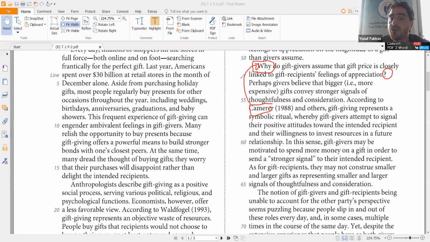That's a question. And then look, perhaps givers believe that bigger gifts convey stronger signals of thoughtfulness and consideration. After we had the question, we had a possible answer. Perhaps, maybe. Givers believe that, as we said, bigger gifts, more appreciation. And then they mentioned Camerer and others saying that gift giving represents a symbolic ritual whereby gift givers attempt to signal their positive attitudes toward the intended recipient and their willingness to invest resources in a future relationship.